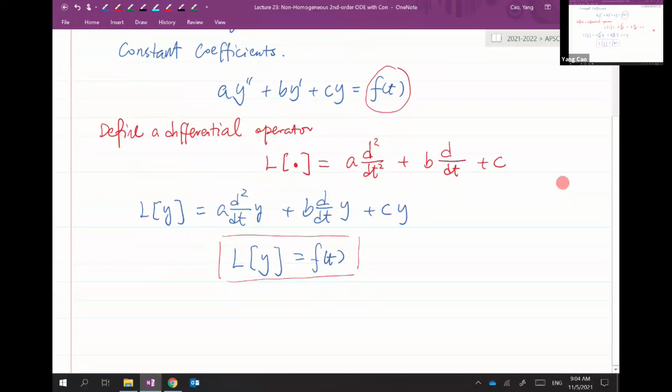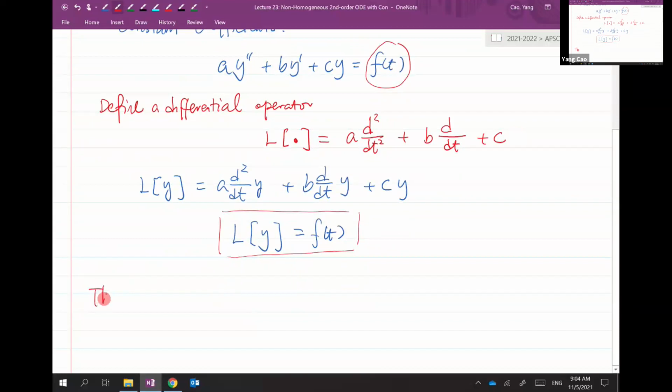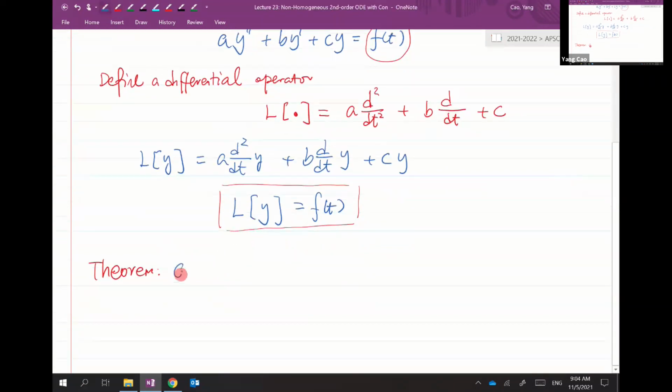All right, so remember we're going to try to get a solution for this one here. So I'm going to introduce a theorem. This theorem will provide a general guideline on what the general solution for this differential equation will be. So we're looking for the general solution of Ly equal to f of t.